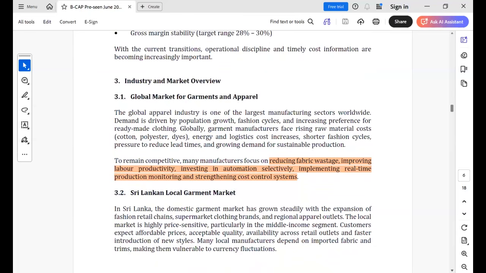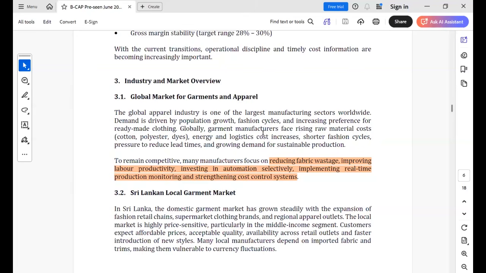So, the global apparel market. Now you are moving to the general market overview, how the global and local markets behave. The global apparel industry is one of the largest manufacturing sectors worldwide, right? You may have heard of world-renowned, very famous brands like Nike, Intimissimi, Victoria's Secret. There are many famous brands worldwide, and there is an increasing preference for ready-made clothing.